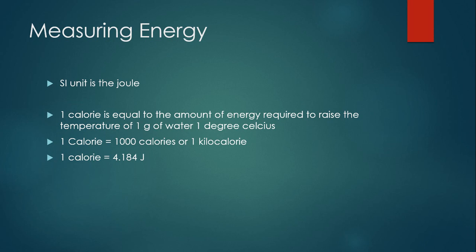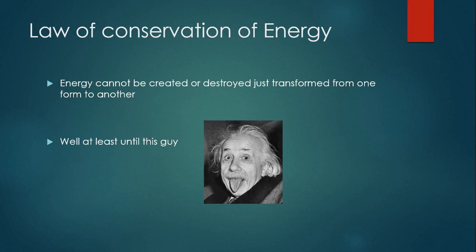Joules is abbreviated with a big J like that. 1 big C Calorie would of course then be equal to 4,184 joules. So there's a big difference there.